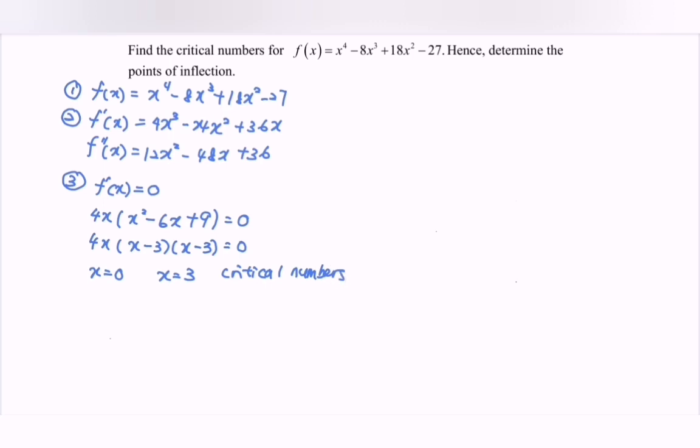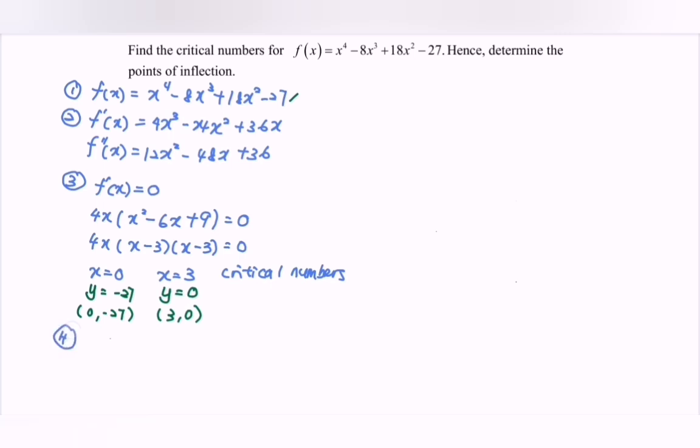Next is to find the value of y. So when x equals 0, kindly substitute into this part and we will have the value of y which is equal to negative 27. If we substitute x equals 3, the value of y will be equal to 0. So here we have the points (0, negative 27) and (3, 0).